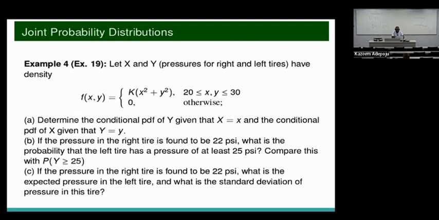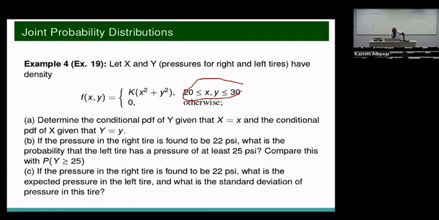Of course, anytime you see a range like this, what does it mean? It means x lies between 20 and 30, and y also lies between 20 and 30. Of course, because we expect the same pressure on the tires, right? Okay, now determine the conditional PDF of y given x and the conditional PDF of x given y. Okay, that is it.